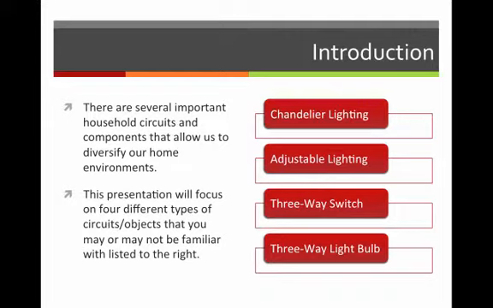The first being chandelier lighting. How is a chandelier lit? The second being adjustable or dimming lighting. Then we will look at the three-way switch and three-way light switches in general. And then we will end our discussion looking at the three-way light bulb, which we oftentimes use in lamps and things like that. So let's go ahead and get started.